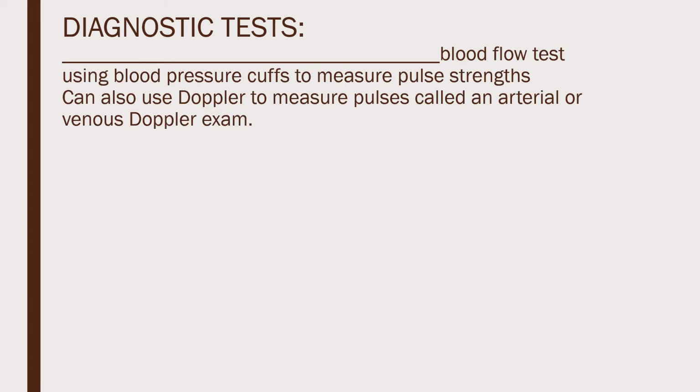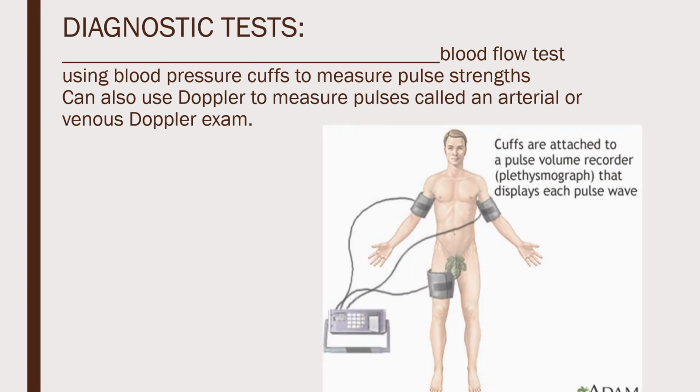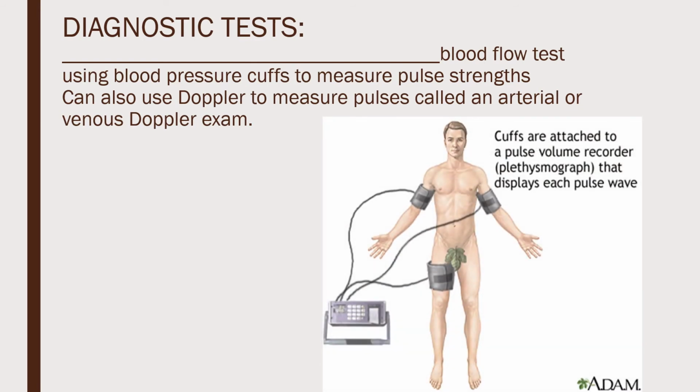Another diagnostic test is the arterial and venous plethysmography. It is a blood flow test which utilizes blood pressure cuffs to measure pulse strength. You can also use Dopplers to measure pulses, called the arterial or venous Doppler exam.